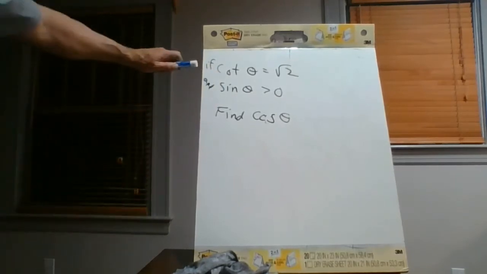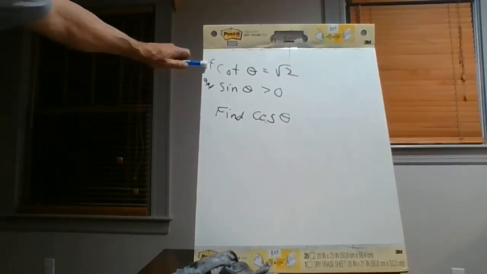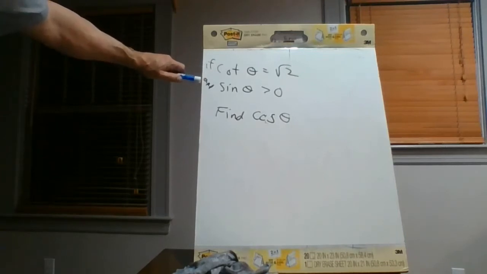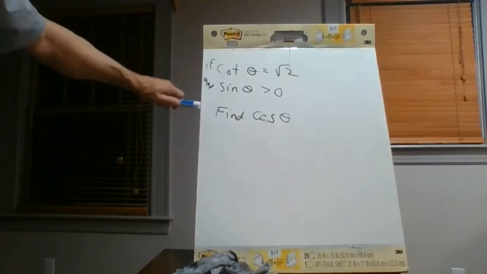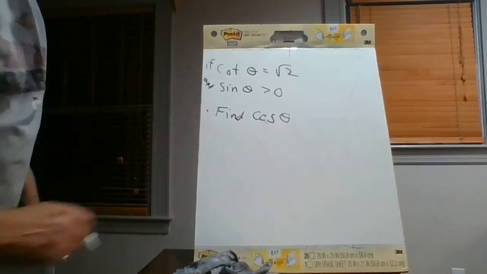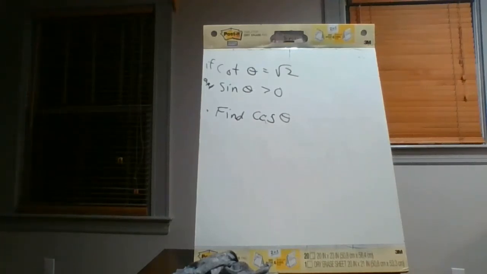This is saying if cotangent of some angle equals square root of 2 and the sine of that same angle is greater than 0, then they want us to find cosine. Well, the information we need here is our x, y, r, and also what quadrant we're in. I'm going to do the quadrant first.